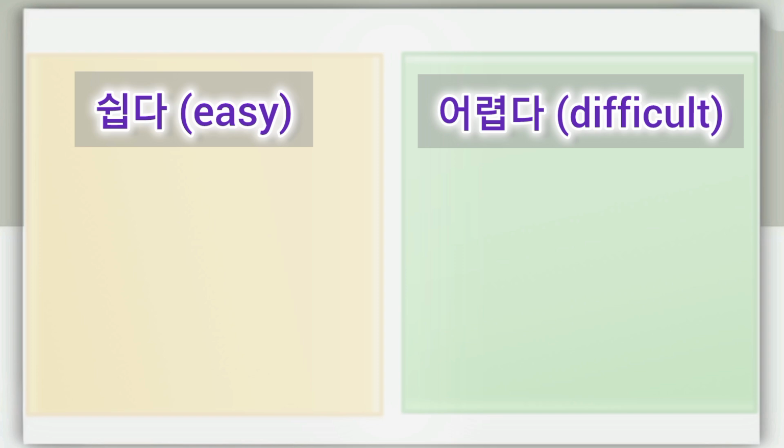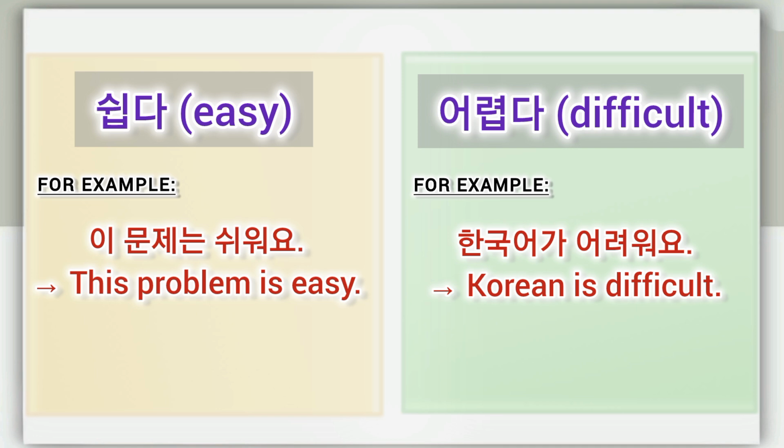쉽다 easy, 어렵다 difficult. For example, 이 문제는 쉬워요. This problem is easy. 한국어가 어려워요. Korean is difficult.